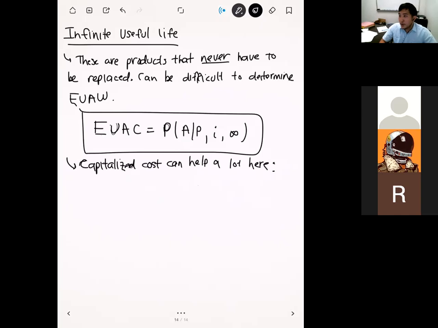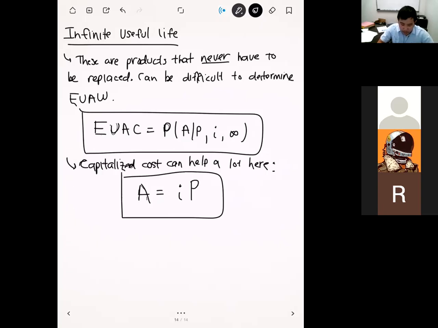Remember, we talked about capitalized costs in the previous unit. Capitalized cost is the idea that you have a very large sum of money, and each year you're collecting the interest on that large sum, which we assume to be your uniform series. Instead of computing an EUAC using the compound interest tables, you can say that the uniform series amount for a product with an infinite horizon can be found just by taking the product of the interest rate and the initial cost.